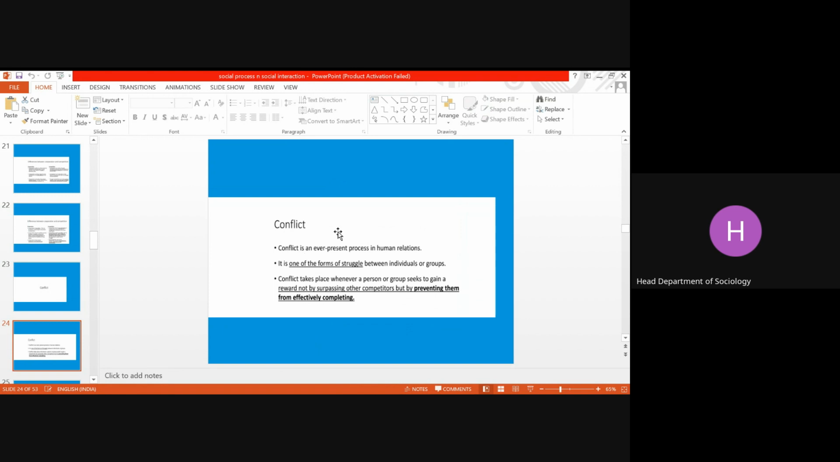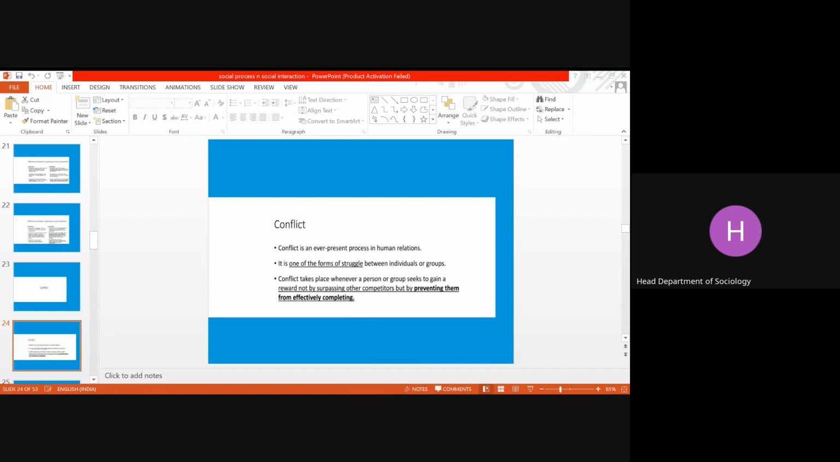Now coming to the next part, this is the last part of our social process. Conflict is an ever present process in human relations. We see that conflict is also always present in our society, in our surroundings. It is one of the forms of struggle between individuals or groups. Conflict takes place whenever a person or a group seeks to gain reward, not by surpassing others or competitors, but by preventing them from effectively competing.